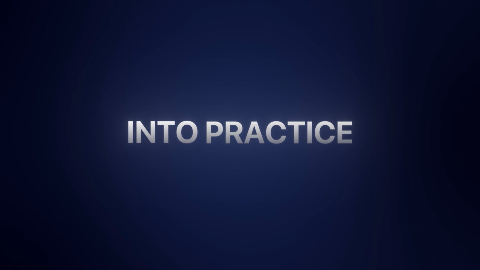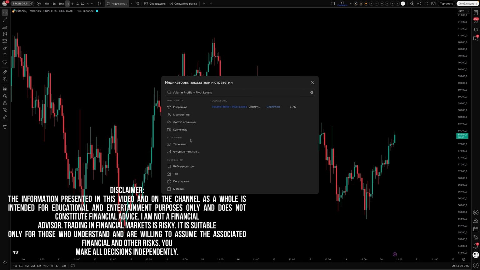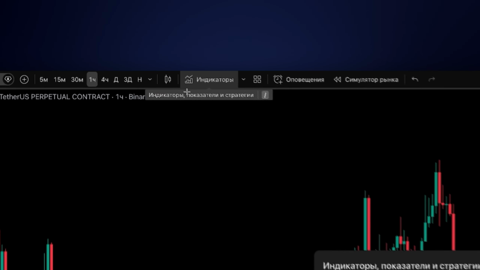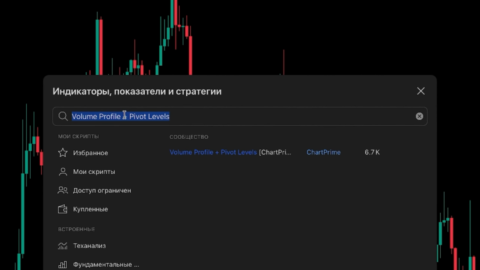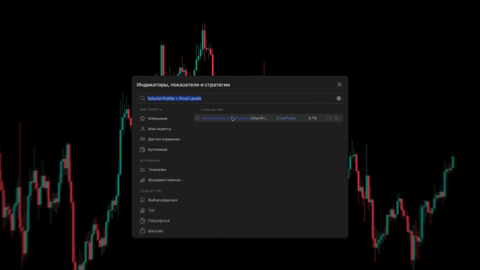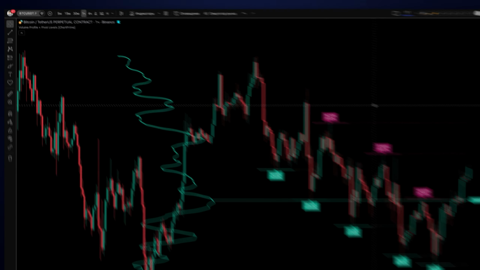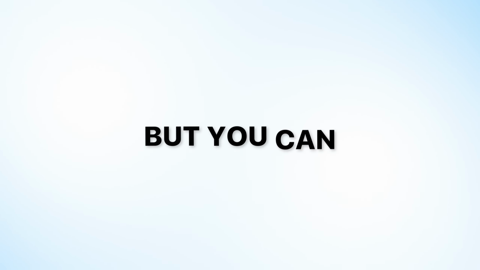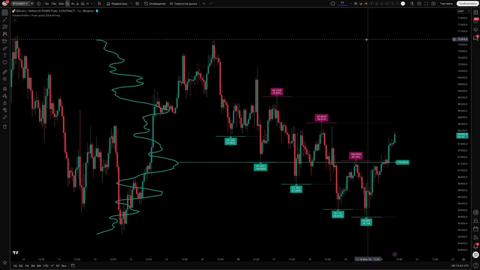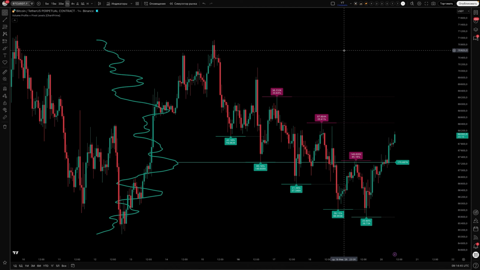Let's jump straight into practice. To add the indicator to your chart in TradingView, go to the Indicators section, type Volume Profile plus Pivot Levels in the search bar, and add this indicator. I'll be demonstrating on the 1-hour chart of Bitcoin to USDT, but you can use it on anything: stocks, crypto, forex, and so on. After loading it, you'll see two key things.